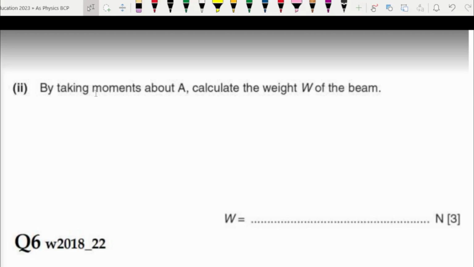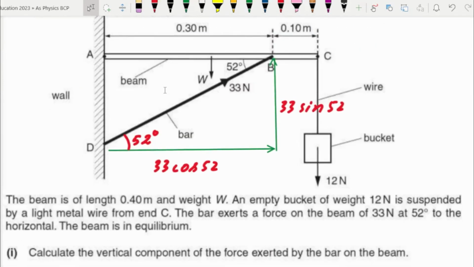So we need to find the value of W, which is the weight of the beam, and we need to consider the point A as the pivot. So where is the point A? Let me find the point A. Okay, so this is your point A, this is your pivot. And what you need to find is the value of this force, which is W.